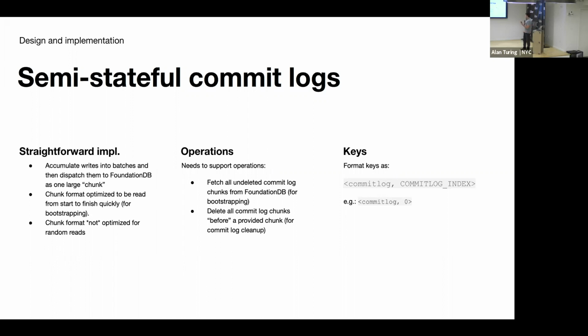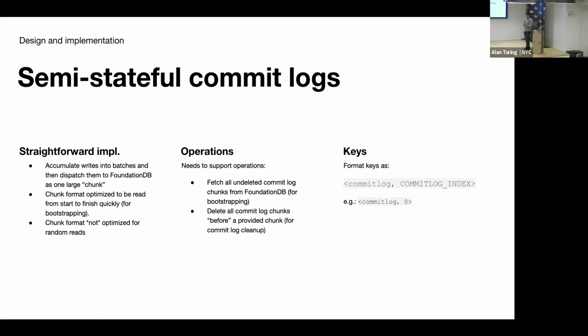And so the two operations that you need to be able to support on these commit logs are, one, I need to be able to fetch all undeleted commit logs. So this is the operation I need when the node restarts and it wants to stream all the data back. And then the second thing you need to be able to do is say, I have commit log entry 5. I need to be able to delete all commit log entries before that one. So commit log entries 1, 2, 3, and 4.